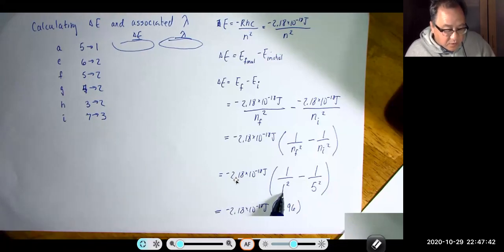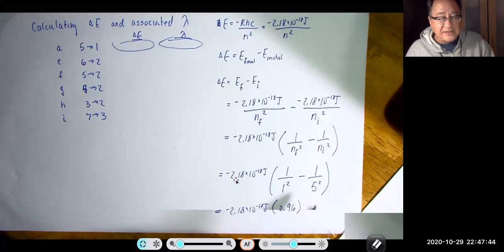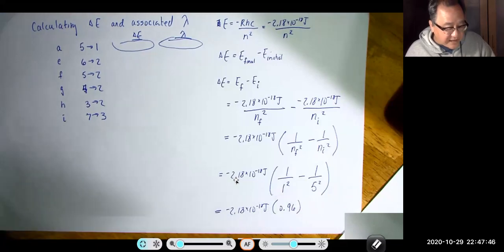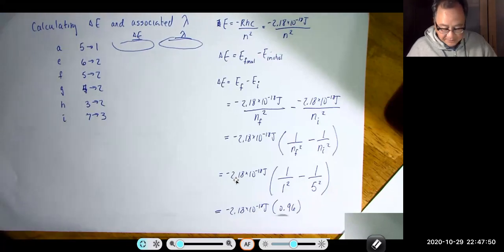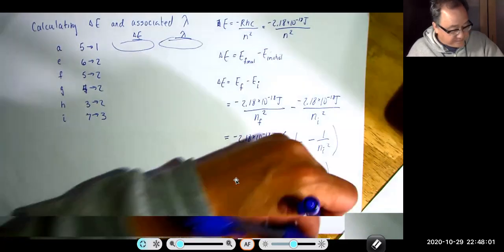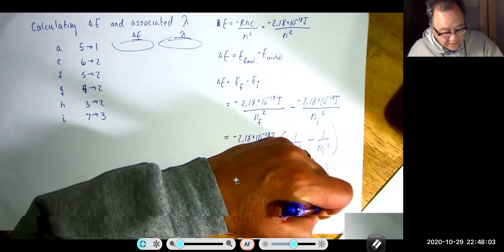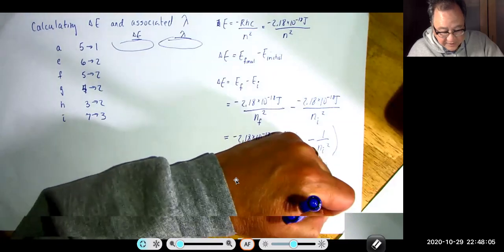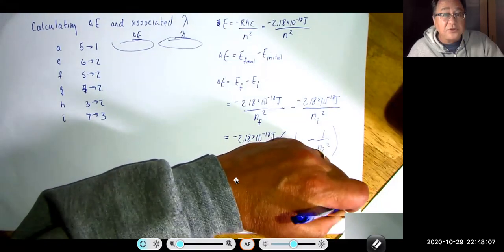Now these numbers, by the way, are exact. Orbits are exact, so these have infinite significant figures. So I'm going to multiply this number times that, negative 2.18 EE negative 18, and I get negative 2.09 times 10 to the minus 18 joules.